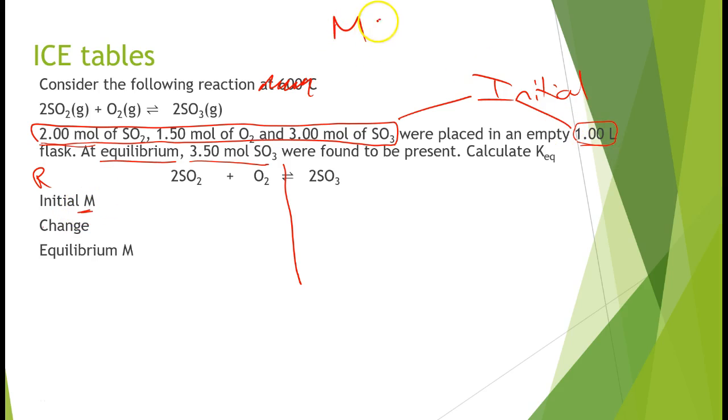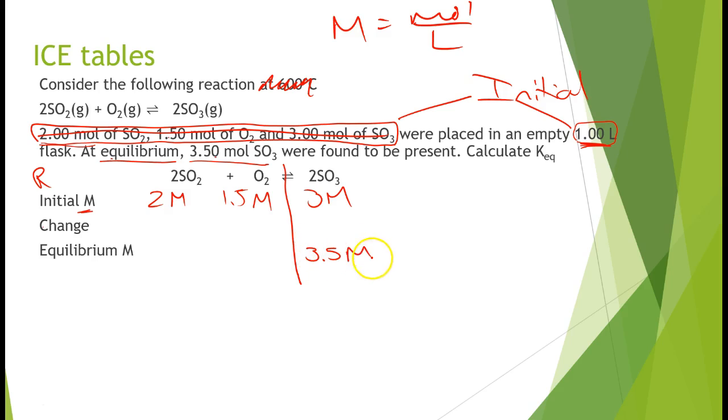So if you read this carefully, 2 moles in a 1 liter container, and we are looking for molarity, keeping in mind molarity is moles over liters. 2 divided by 1 is 2 molarity. 1.5 moles of oxygen in the 1 liter is 1.5 molarity. And 3 moles of SO3 is 3 molarity. Okay, so I've used that information. And it says at equilibrium you have 3.5 moles of SO3. Well, 3.5 moles in a 1 liter container means at equilibrium, which is here, I have 3.5 molarity.